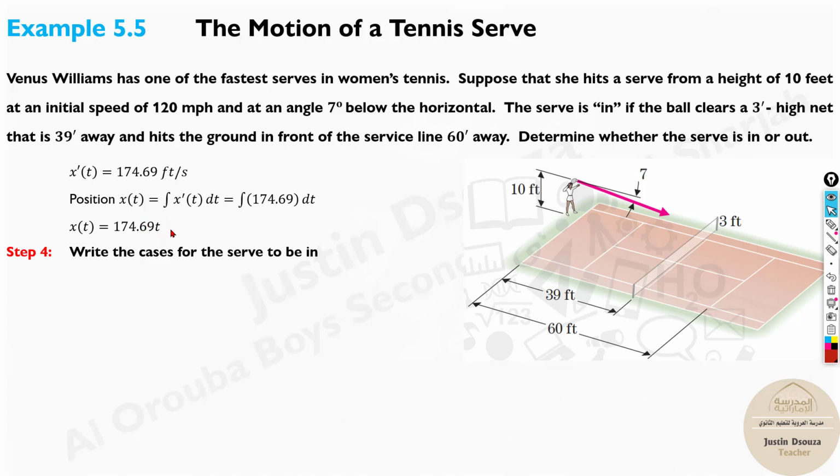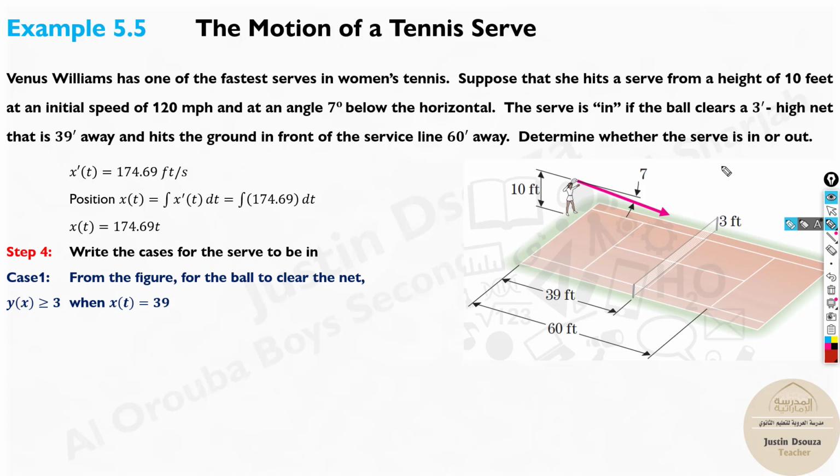When you integrate it, you just multiply it by t. There is no constant value in the horizontal. They have told nothing about horizontal positions. So now there are conditions. At what horizontal distance, 39, what must be the height? It must be greater than or equal to 3. And at 60, this must touch; before 60, it must touch the ground.